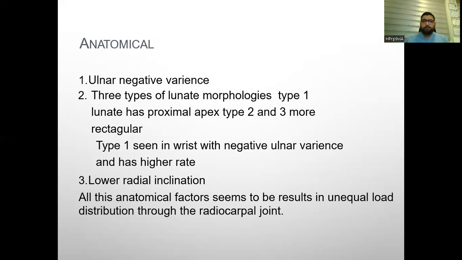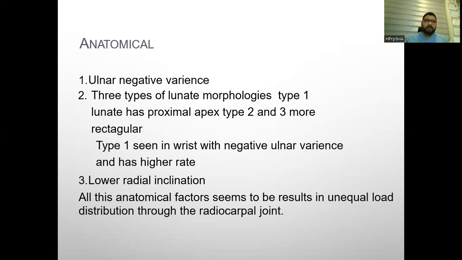So what are the factors that are included in anatomical variations? Number one is the ulnar negative variance. Three types of lunate morphologies. Type 1 lunate has proximal apex, type 2 and type 3 more rectangular. So type 1 seen in wrist with negative ulnar variance and has a higher rate of developing Kienböck disease. Third factor is a low radial inclination. All these anatomical factors seem to result in unequal load distribution through the radiocarpal joint.